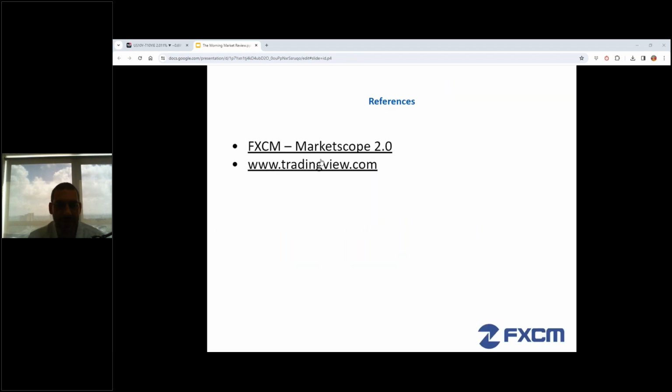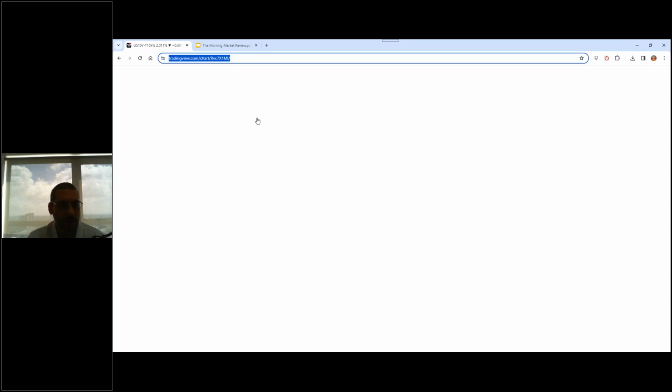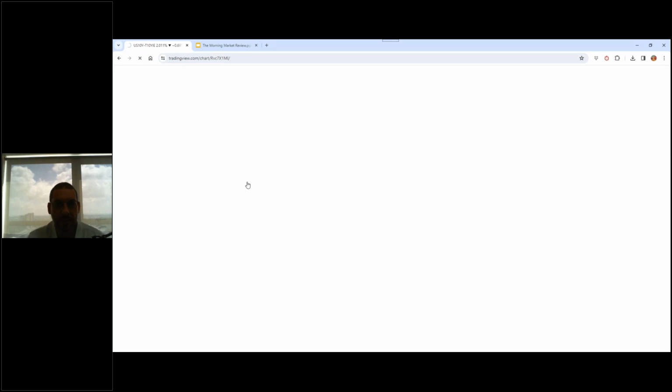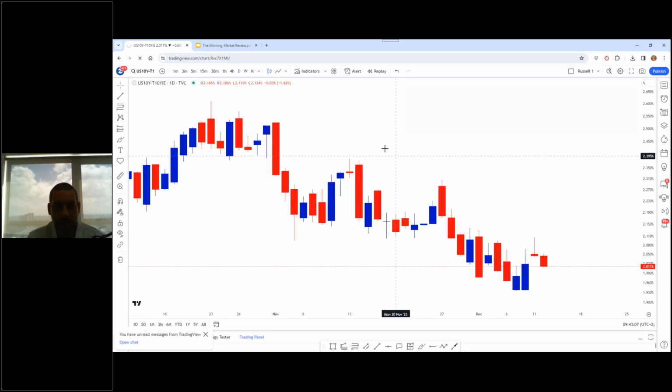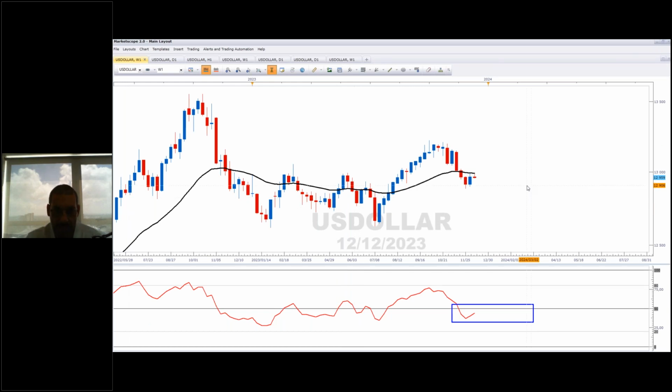All right, let's take a look at our references, MarketScope 2.0 and TradingView. Let's go through to TradingView and take a look at the real rate. Let me just refresh it. Okay, so this is the real rate. Apologies for that. Let's go ahead and bring up the US dollar while we're waiting for the real rate to download.